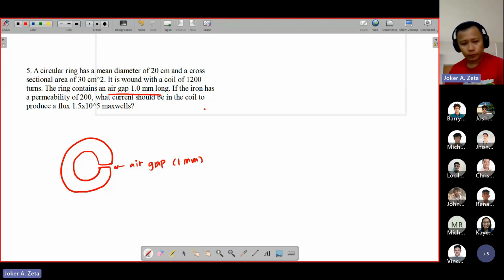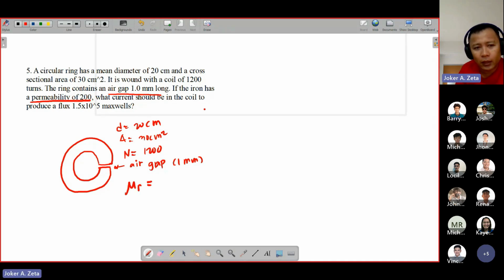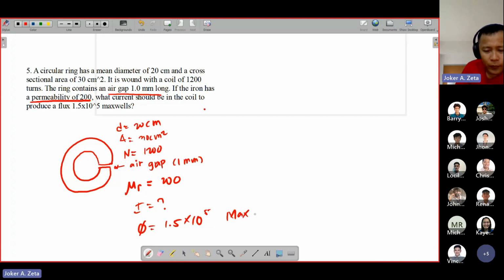So, take note, the iron has a mean diameter of 20 centimeters, a cross-sectional area of 30 centimeters squared, and a coil of 1,200 turns. You have the air gap and then the permeability of 200. That permeability will be your mu r, the relative permeability. So your mu r is 200. What current should be in the coil so that the flux will be 1.5 times 10 to the power of 5 Maxwells?